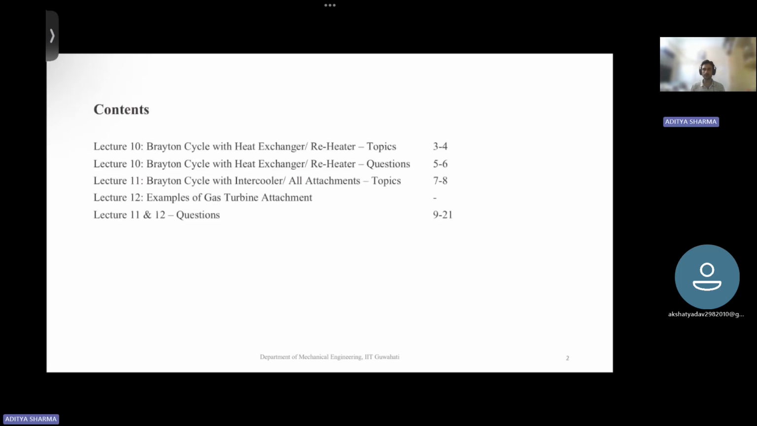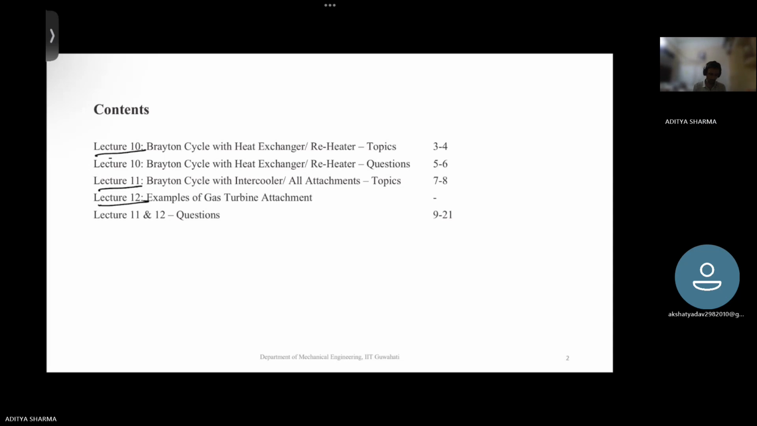The session will proceed in the same way we have been doing in the previous sessions. First, briefly the topics that have been covered in a particular lecture, and then questions related to that. Three lectures are there in this week's content: lecture 10, 11, and 12.